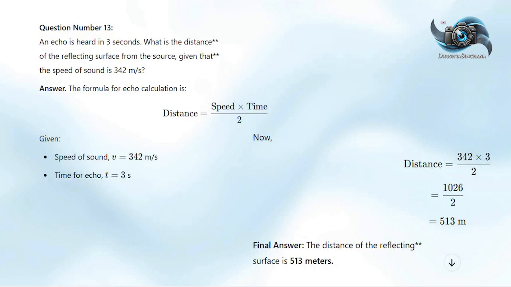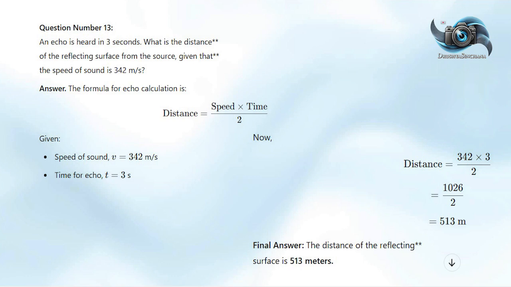Question number 13. An echo is heard in 3 seconds. What is the distance of the reflecting surface from the source, given that the speed of sound is 342 meters per second? Answer. The formula for echo calculation is distance equals speed multiplied by time divided by 2. Given speed of sound equals 342 meters per second. Time for echo equals 3 seconds.